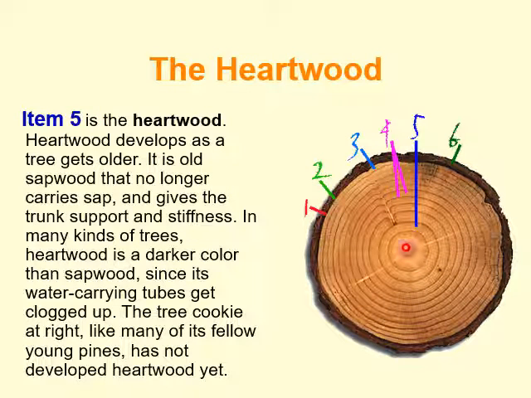Number 5 would be the heartwood. This develops as a tree gets older, and it's old sapwood that no longer carries sap, and it helps to support the tree. It typically has a darker color than sapwood since the water carrying tubes get clogged up, and this young pine tree on the right doesn't really have heartwood yet.